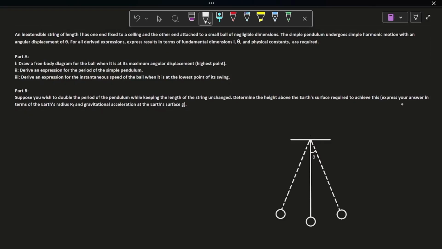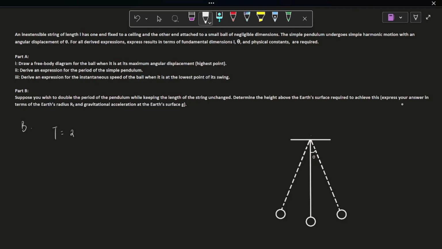Part B is very interesting because it wants you to double the period without increasing the length of the string. So the key way, or the most important way to solve this question is to write a formula down and try to change or make adjustments to one or several variables in order to reach your goal. In this question, your goal is to double the period. So let's write a formula down.